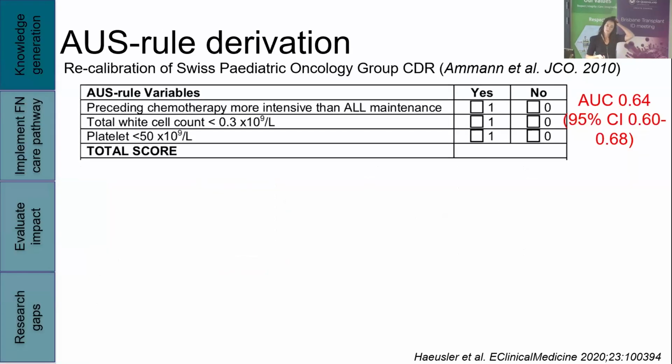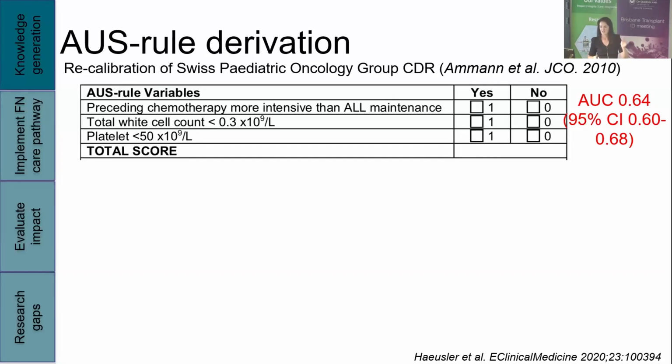Because there were already 20 plus rules in existence, we did some work to recalibrate an existing rule that had the best performing balance between sensitivity and specificity and AUC. We landed on a Swiss Paediatric Oncology Group rule that was designed to predict adverse outcome. Interestingly, they had high hemoglobin. The higher the hemoglobin, the higher the risk of infection, which is a bit counterintuitive, but that dropped out in our model as being predictive of infection in our cohort.